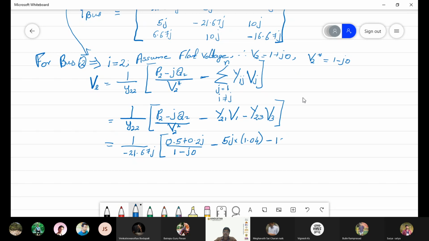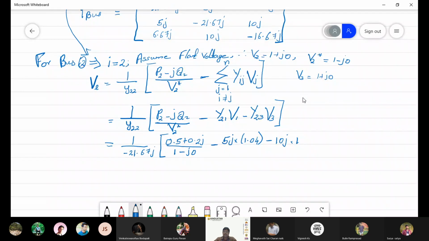That is 10j multiplied by, do you know the V3 value? V3 also, we don't know the value, therefore V3 is also a flat voltage, that is equal to 1 plus j0. Listen carefully, if the voltage is not given, we can assume it as a flat voltage. Therefore multiplied by 1, right? So listen carefully, this is very important, right?